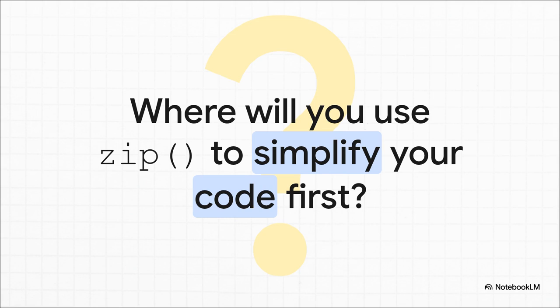So, I'm going to leave you with a little challenge. Go look at one of your current projects. Find a place where you've got a clunky loop or where you're juggling a couple of related lists. Try replacing it with zip and just see for yourself how much cleaner and better your code becomes.